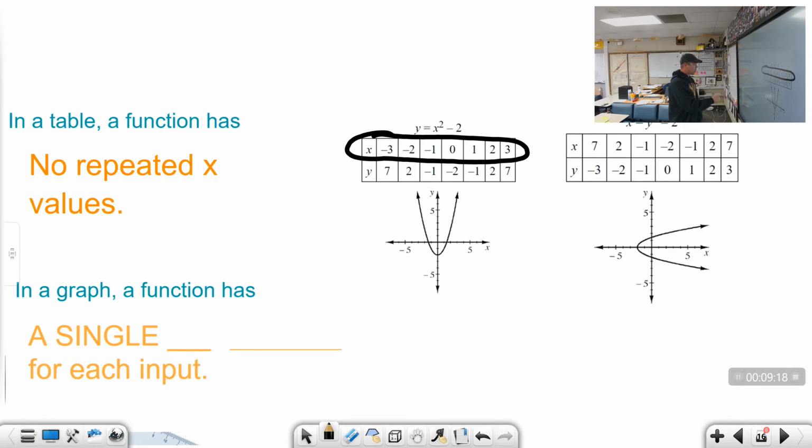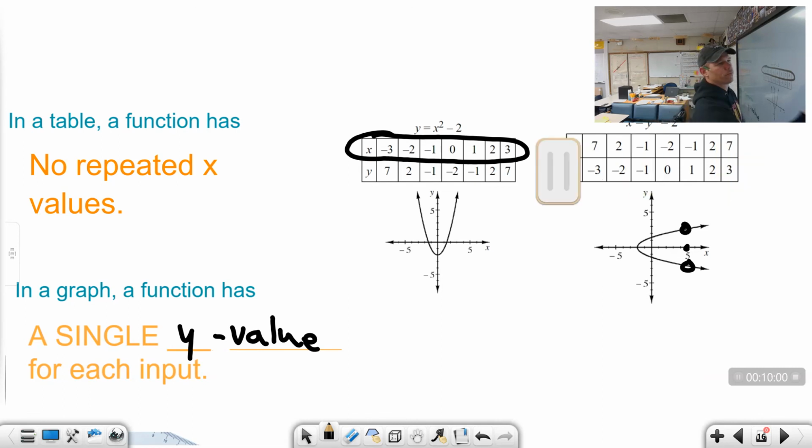In a graph, a function has a single y value for every input. Input is the x. So I want you to notice, here's an x value of 5, but I have 2 y values. In a graph, a function has a single y value for each input. For every x, there should only be a single y, not 2. Okay.